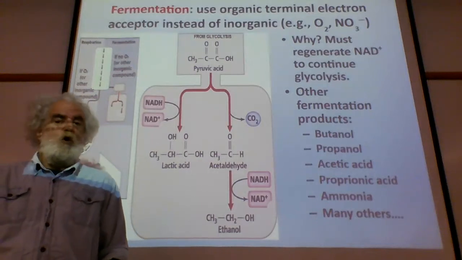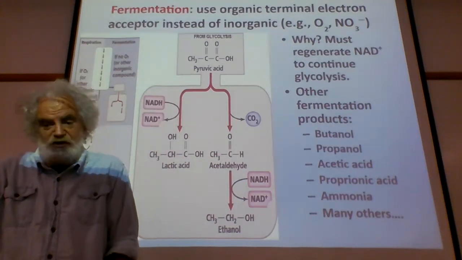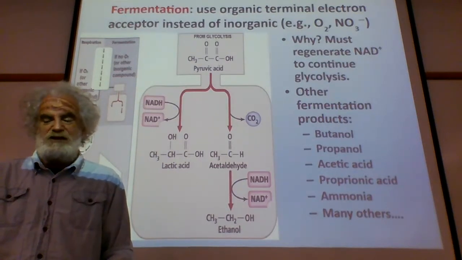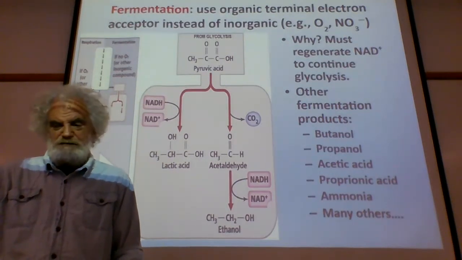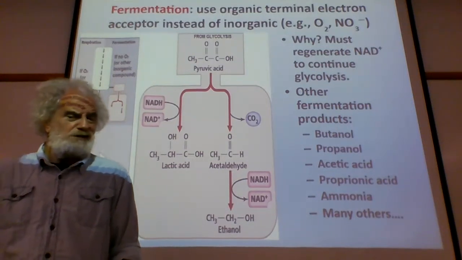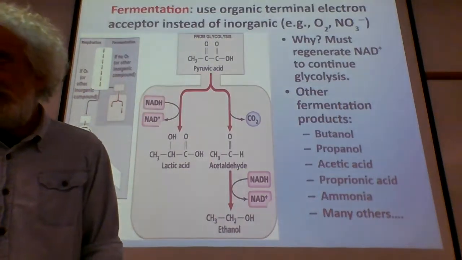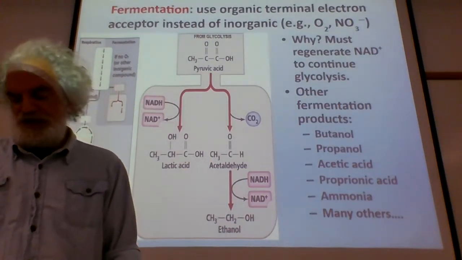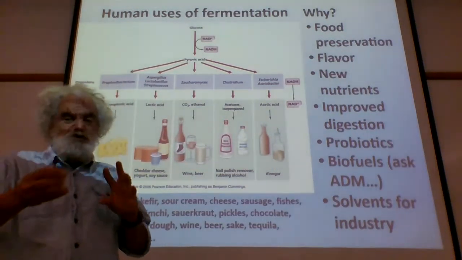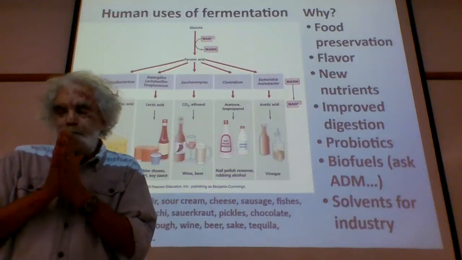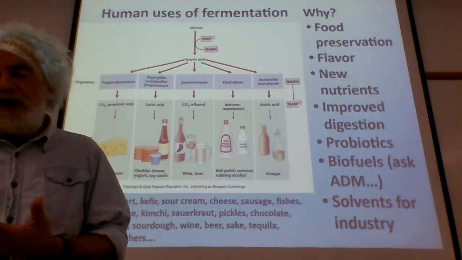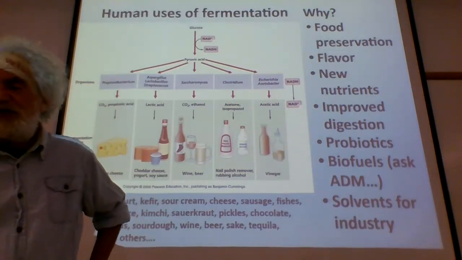So, you make a whole range of fermentation products. Ethanol being one, but butanol, propanol, acetic acid, propionic acid, which smells a lot like somebody just threw up, by the way. Ammonia, all kinds of different things are generated by fermentation. And humans have learned to use fermentation products. There are bacteria that are producing propionic acid and generating Swiss cheese.